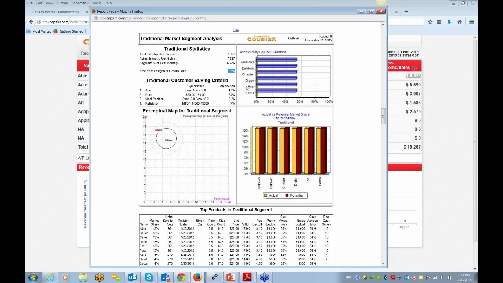So we have 7,387 multiplied by 1.092. So we're just multiplying by the growth rate of 9.2%. So in total, we have 8,066,000 people who want products.